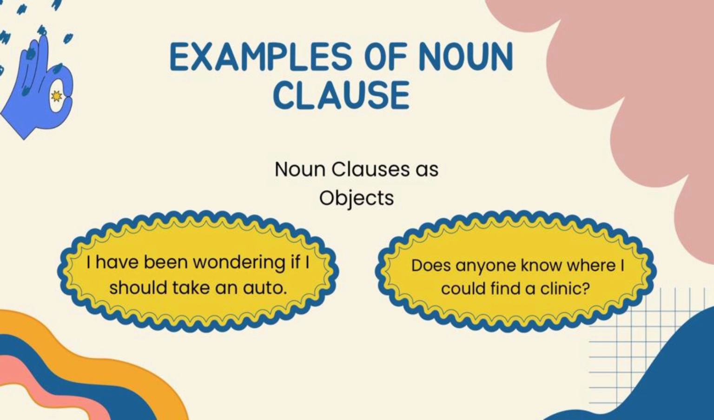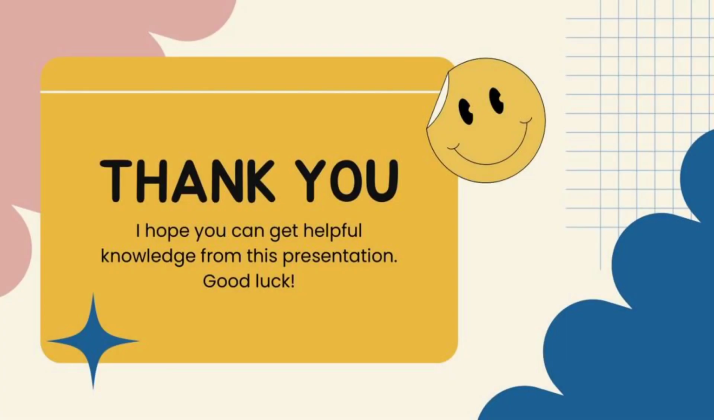The first sentence is "If I should take an auto." There is an object. The second sentence is "Where I could find a clinic." There is an object. That's all my explanation.